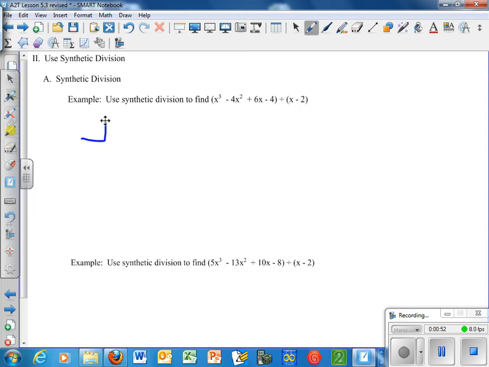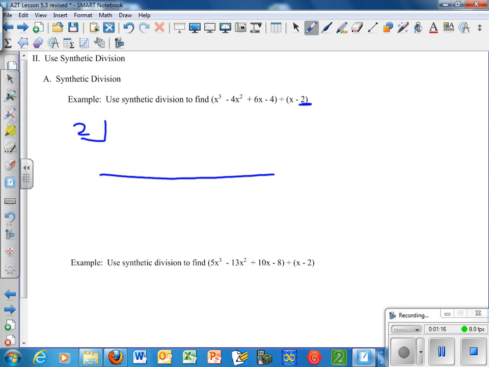Inside, and this is key, if that's a negative 2 right there, we want to put the opposite of that sign inside here. So we want to put a 2 there. Now I draw a line down a little bit below my L like that, and there's a reason for that, and I'll get to that here in a second.